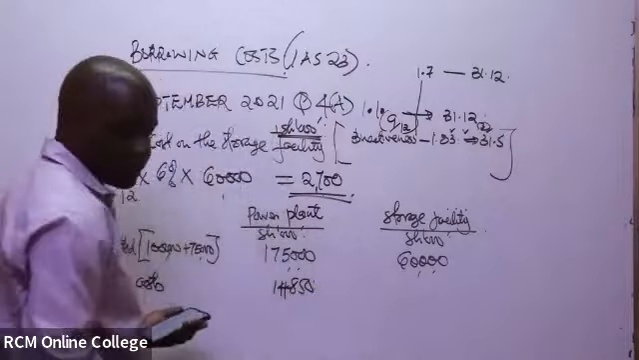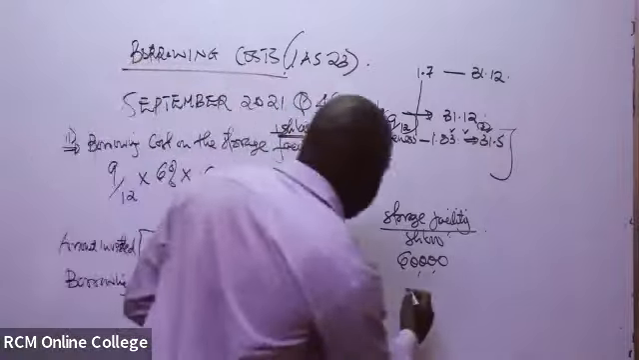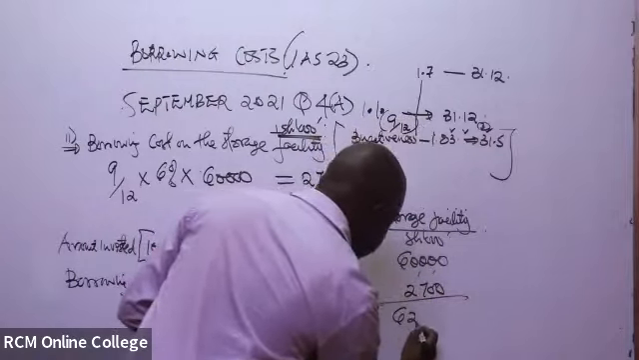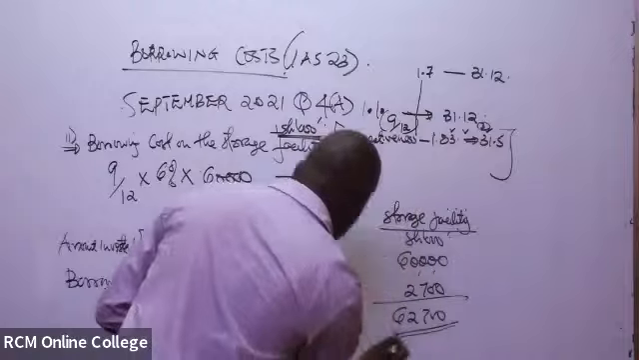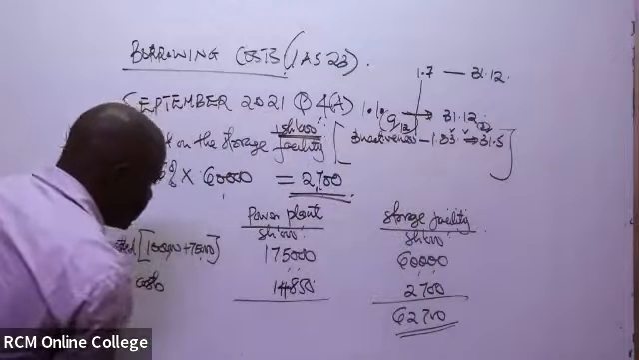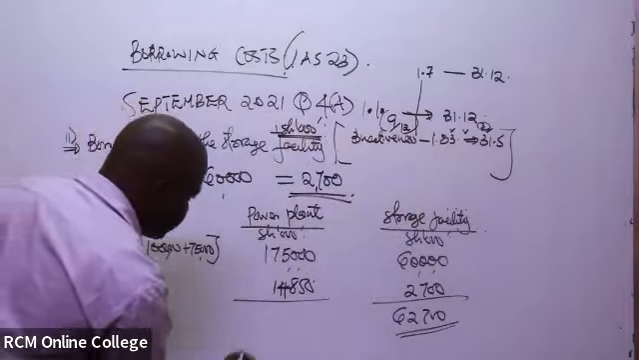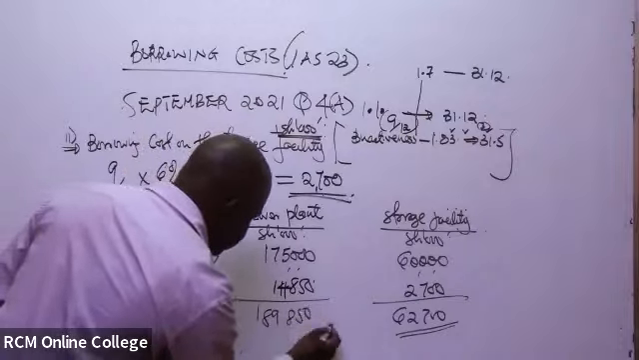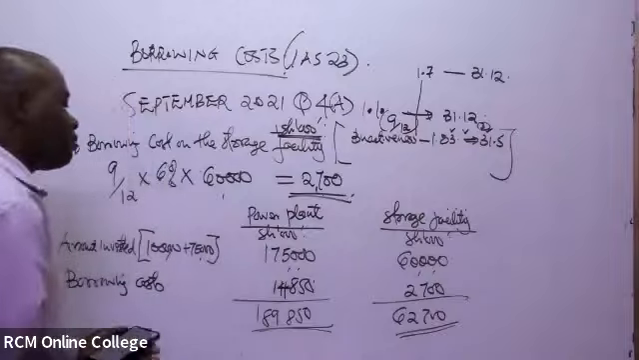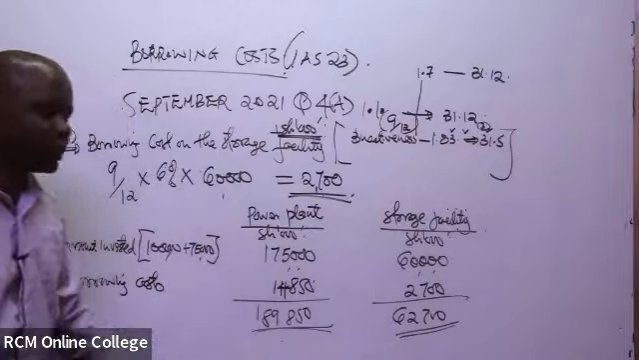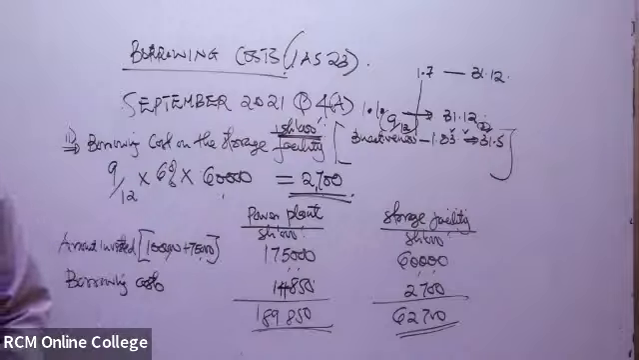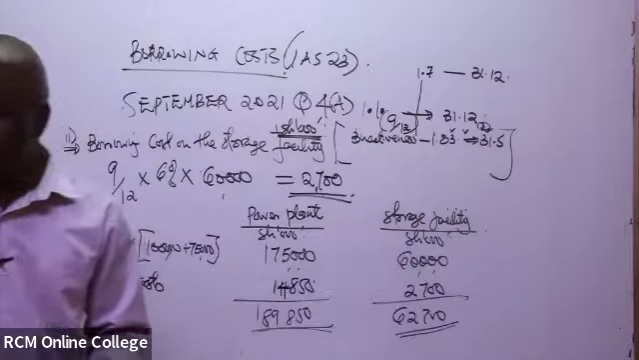And this one has been 2,700,000. So you'll be able to get 62,700. And of course, this one, you'll be able to get 189,850. So at the end of the year, they'll be able to move these amounts to the statement of financial position as the value of the asset.